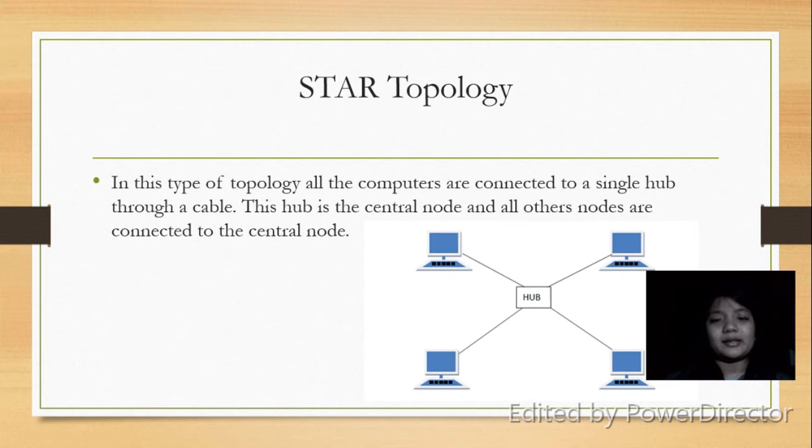Then we are now in the star topology. In this type of topology, all the computers are connected to a single hub through a cable. This hub is the central node and all other nodes are connected to the central node. So you can see in the picture, there is a hub and all computers are connected to that hub.